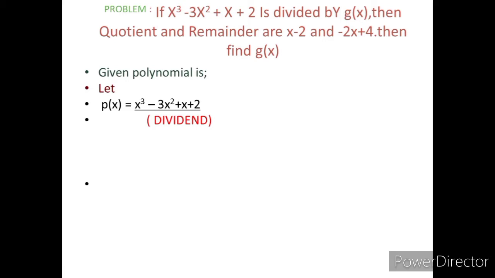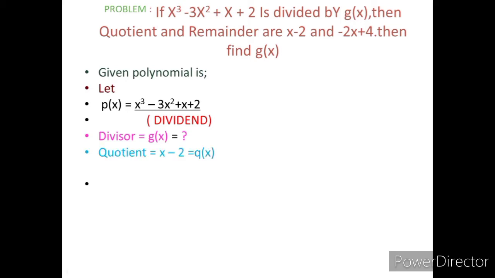Can you guess what is the next step? You have to write down the divisor. Divisor means, according to the problem, this g of x is nothing but the divisor. So divisor g of x is equal to question mark. This is our required one, isn't it? Then can you guess what is the next step?